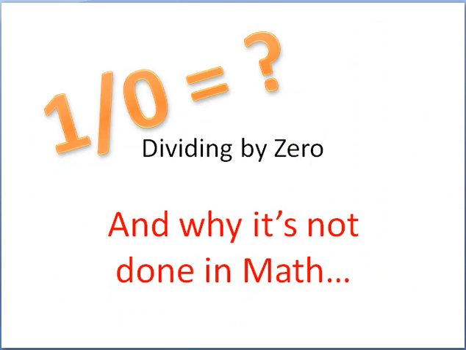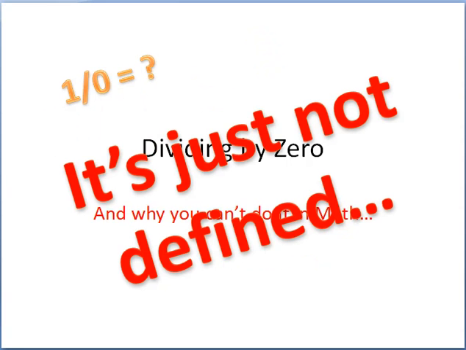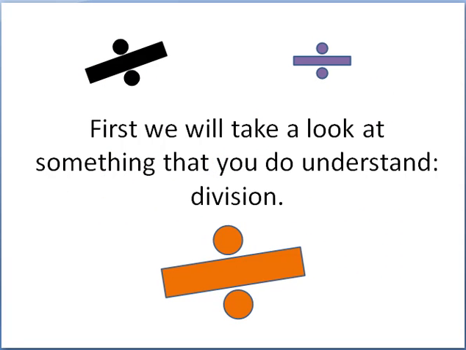Why is it that we do not divide by 0? Well, the answer, simply put, is that it's just not defined, and in our mathematical structures, there is no definition for it. We'll take a look at why that is by starting out with something that you should already understand in math, and that is division.